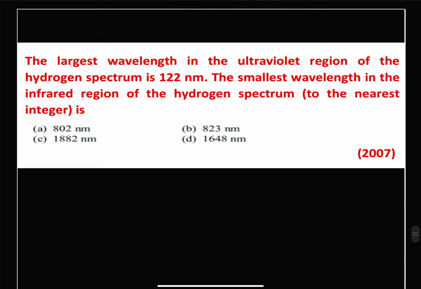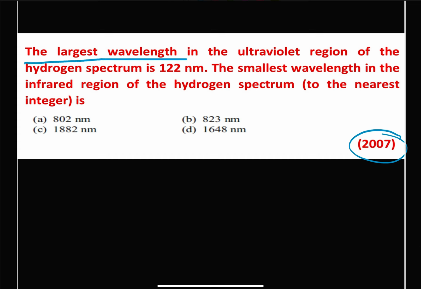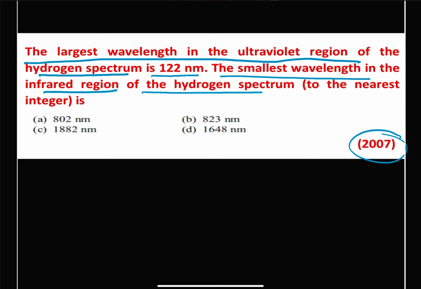It was asked in the year 2007, and it states that the largest wavelength in the ultraviolet region of the hydrogen spectrum is 122 nanometer. The smallest wavelength in the infrared region of the hydrogen spectrum to the nearest integer is. So we are given the largest wavelength, and we have to find out the smallest one. So basically, for the infrared region we can say this is our Paschen series.